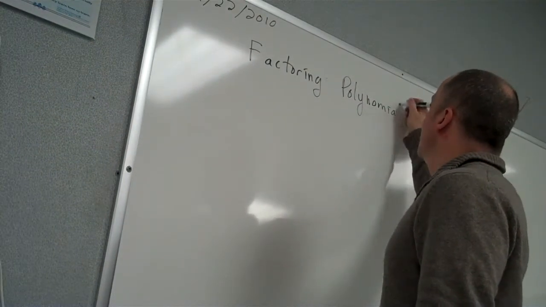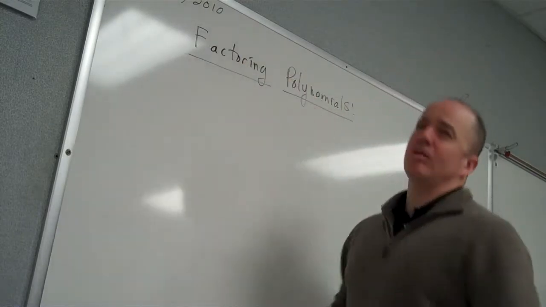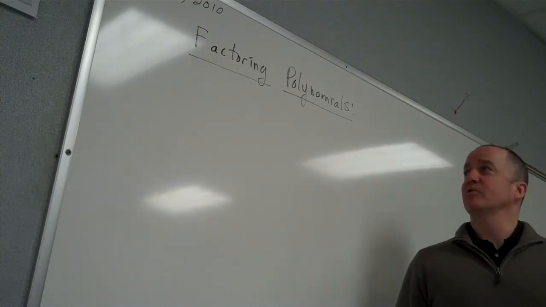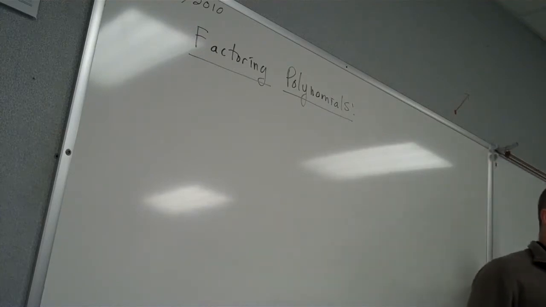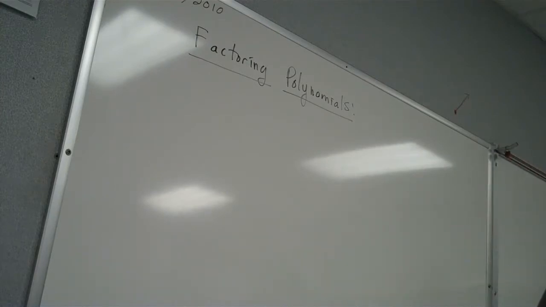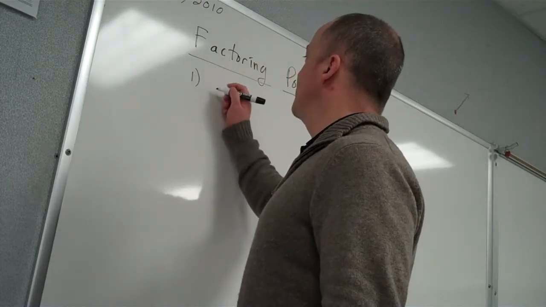polynomials. Now when I said factoring quadratics, that almost always meant reverse foiling. Almost always. Maybe difference of squares, maybe perfect squared trinomial. Almost always reverse foiling. Factoring polynomials can mean about 9 different things. And we're going to start with 2 of them today. The first one is the simplest one and one that people always forget.